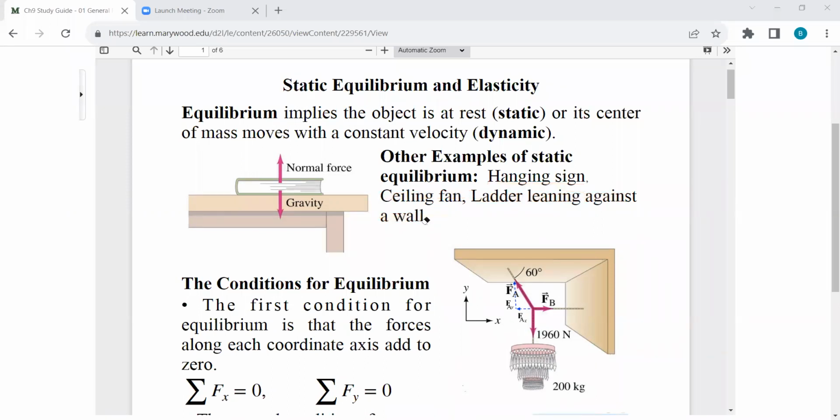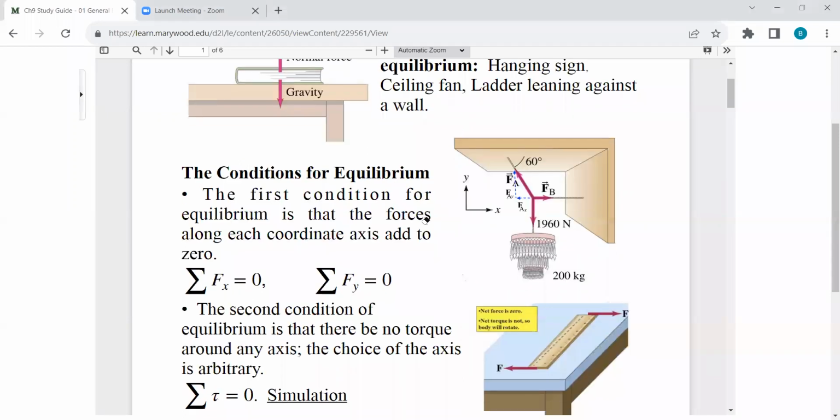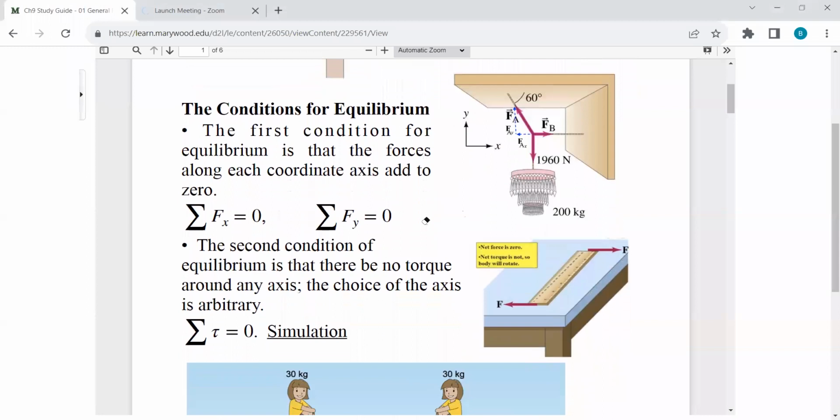Now, what are the conditions of static equilibrium? We already discussed this. There are basically two conditions. The first condition is that the net force F is equal to 0.